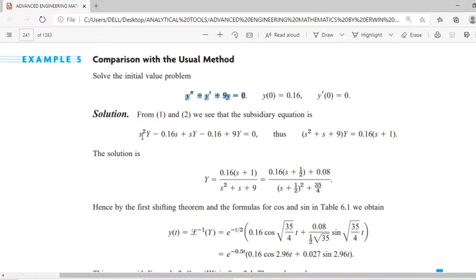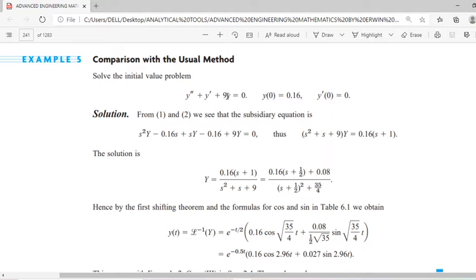You will get s square L of y double dash, that is s square into y minus 0.16 into s, plus s into y, plus L of y dash. What is that? L of y dash is not given. So this is the simplified equation, I think. L of y dash will be, the third term for the first term becomes 0, so that will be sy minus 0.16.